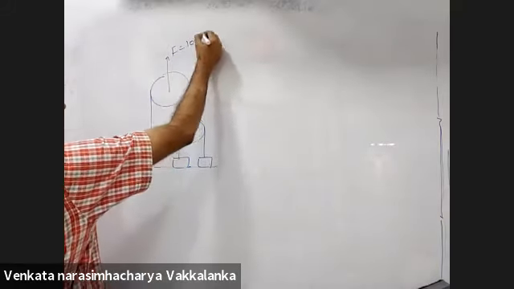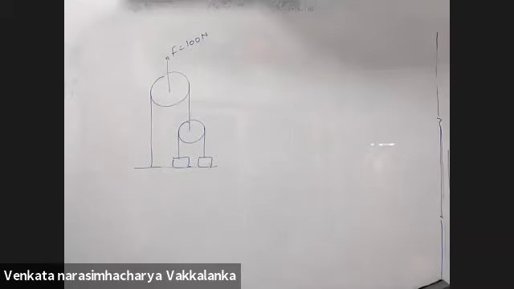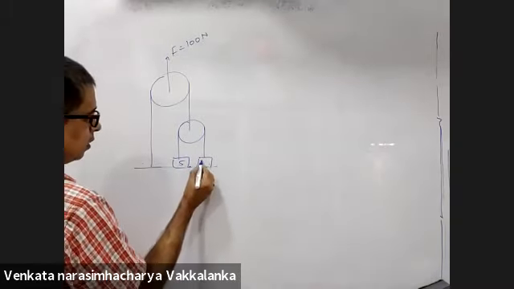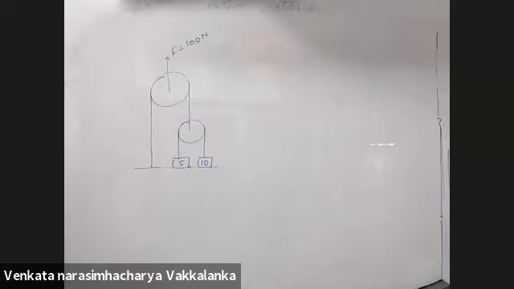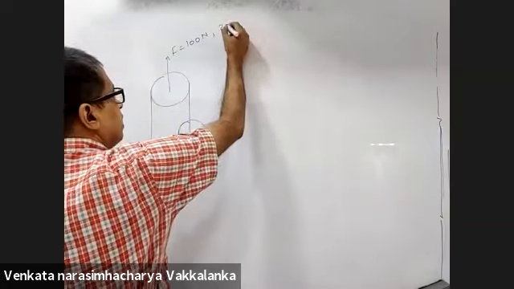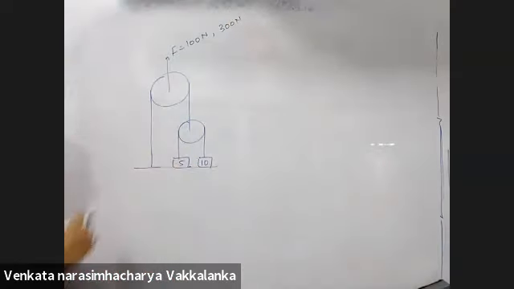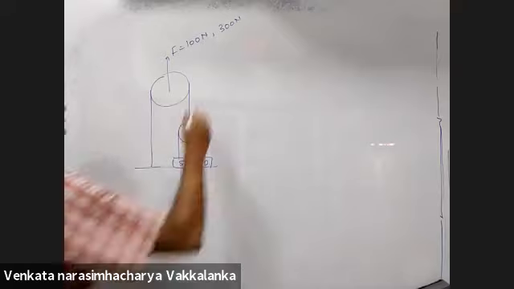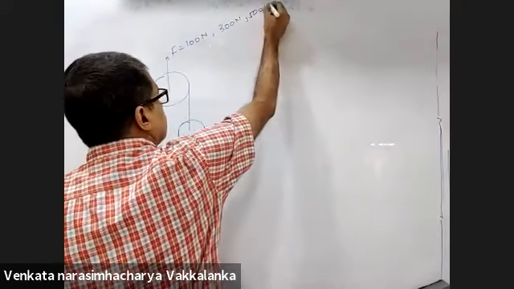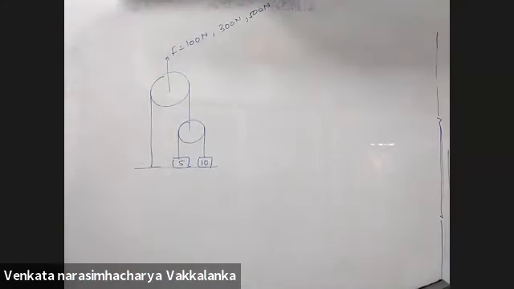I am applying 100 Newton of a force here. Tell me the accelerations of the 5 kg block and the 10 kg block. Then I will apply 300 Newton of a force. Then tell me the accelerations of both the blocks. When I apply 100 Newton, what is the acceleration of both the blocks? 300 Newton, what is the acceleration of both the blocks? 500 Newton, what is the acceleration of both the blocks?